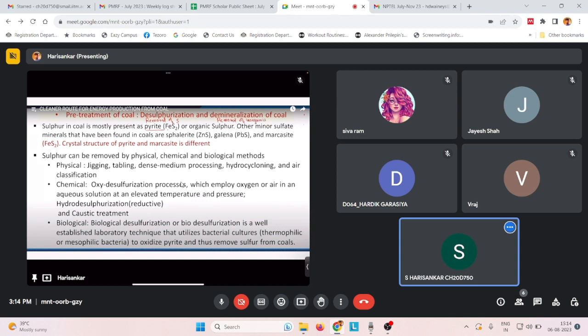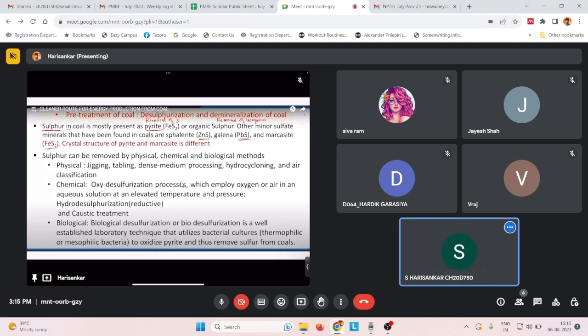So sulfur in coal is usually present in the form of pyrite, or iron sulfide, or it can also be found in organic sulfur form. And then you can also find the sulfur in the form of zinc sulfide or lead sulfide, but mostly it will be in the form of FeS2.